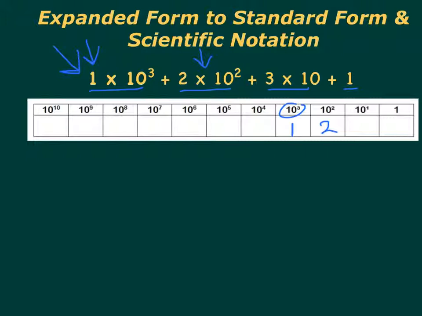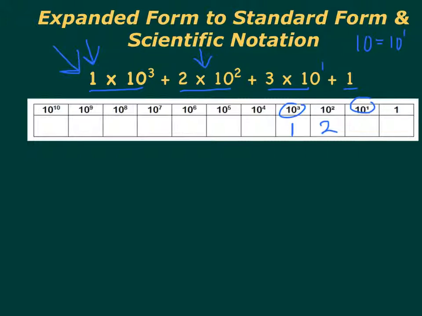Then I have 3 times 10. Now notice my chart says 3 times 10 to the power of 1. This is a place where students sometimes get confused. I have to remember that anytime I see just 10, it is really the same as saying 10 to the power of 1, because that just means one set of 10. So it's interchangeable. 10 is equal to 10 to the power of 1. I have to keep that in mind.